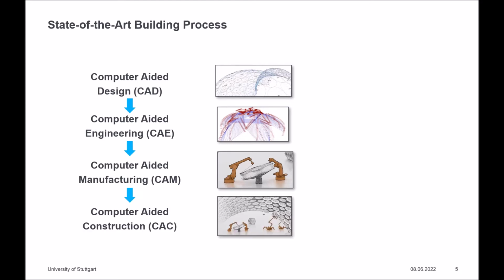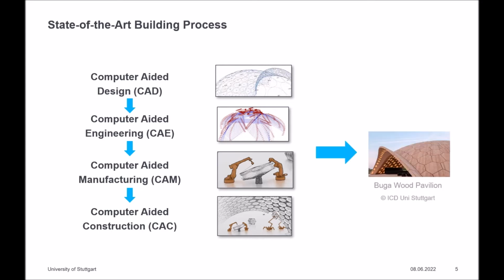Finally, the on-site construction can take place. Over the past few years, new machines like the spider crane shown here have been developed which help to speed up the construction process. After all these steps have been completed, we have finished the building process. The Buga wood pavilion depicted here is the resulting building.